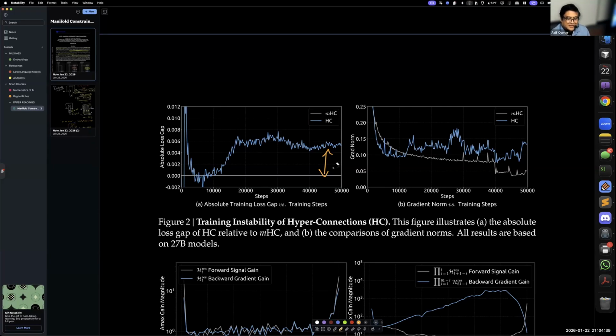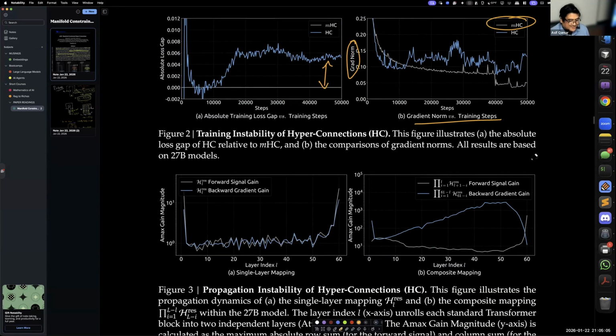Likewise, if you look at the gradient norm versus step, remember we talked of the gradient exploding, right? So with training steps, what do you notice? Gradients stay well behaved in the mHC. But here, do you see that the gradients keep moving up and down? But more telling is this thing.